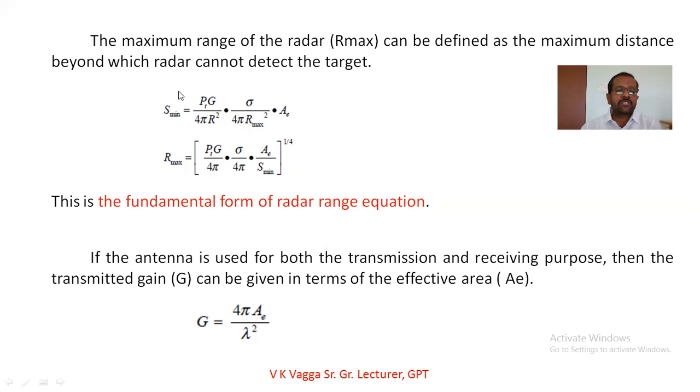And if this equation is simplified and solved for R max, R max is equal to PT into G divided by 4 pi into sigma divided by 4 pi into AE divided by S minimum, the whole to the power of 1 by 4. This is the fundamental form of the radar range equation. This is the equation of the radar.